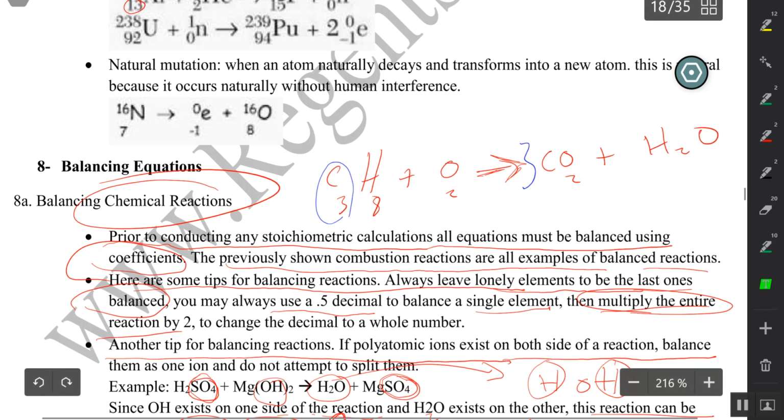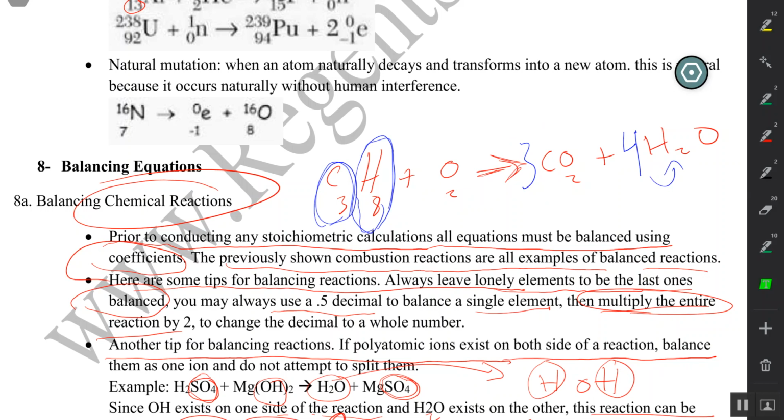Next, I have 8 hydrogens here before the arrow. So I'm going to need 8 hydrogens after the arrow. So I'm going to multiply this hydrogen by 4. Now I have 8 hydrogens, 4 times 2, distribute. I have 8 hydrogens after the arrow. I have 8 hydrogens before the arrow. I have 3 carbons before the arrow. I have 3 carbons after the arrow. My carbons and my hydrogens are balanced.